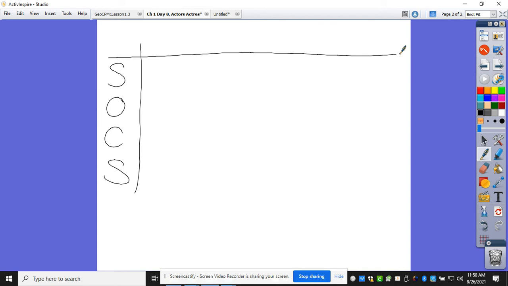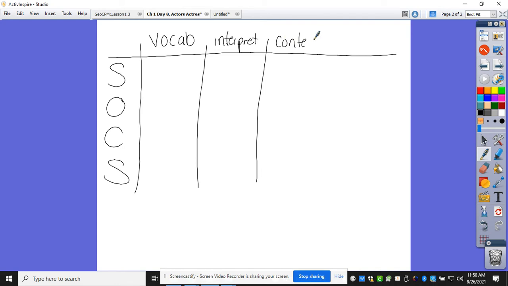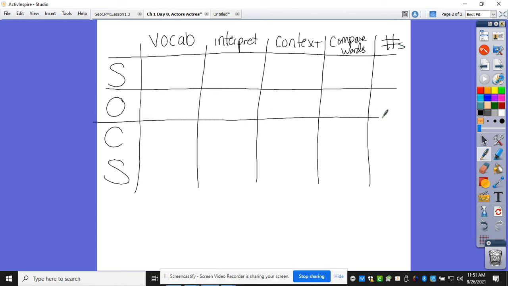What are the things that I said should be included in your checklist? Vocab, interpret, context, compare words. Numbers. Were there outliers? I just don't remember. I don't think so.